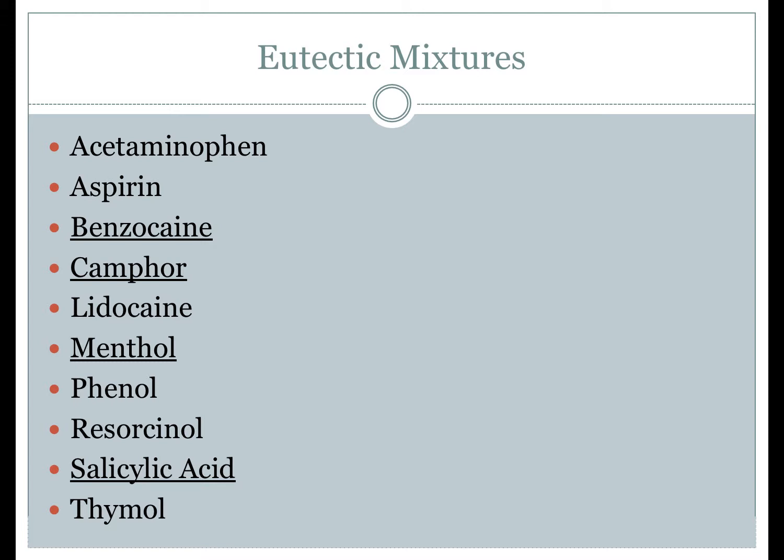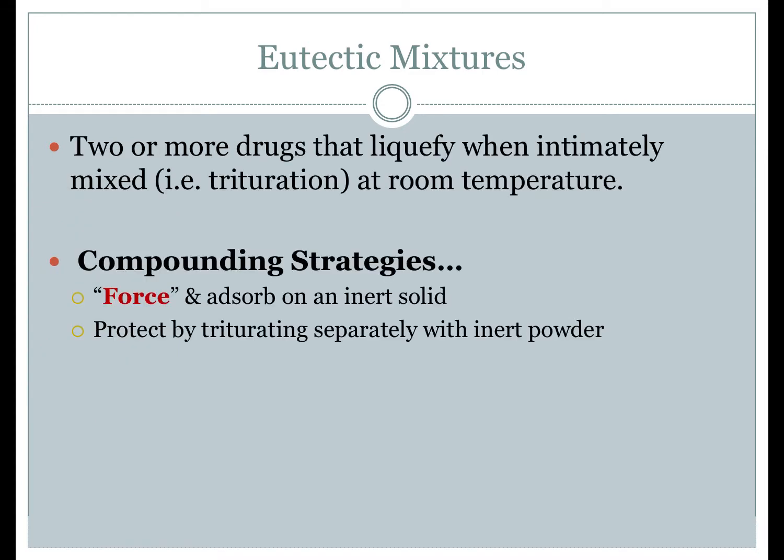The third compatibility issue to discuss in detail is the formation of a eutectic mixture. Some of the chemicals known to form eutectic mixtures are shown on this slide. The ones to highlight because they are commonly used in the formulation of topical dusting powders include benzocaine, camphor, menthol, and salicylic acid. A eutectic mixture occurs when two or more solid ingredients liquefy when intimately mixed using trituration at room temperature.